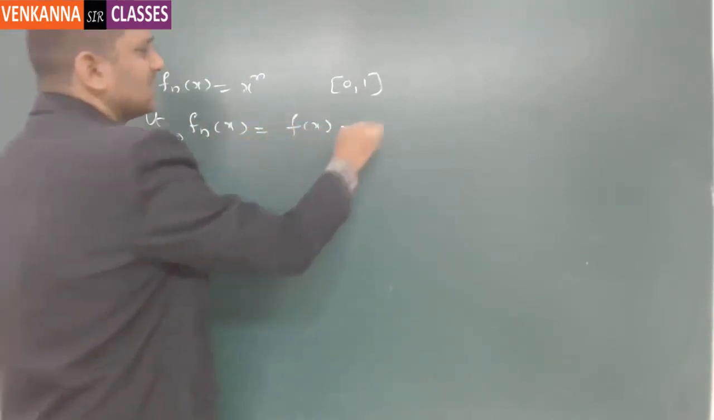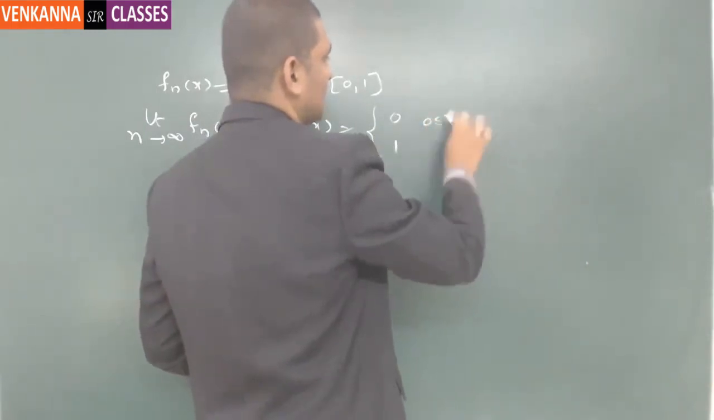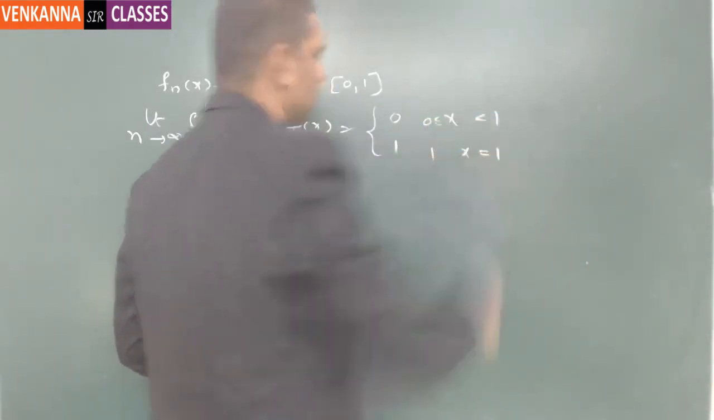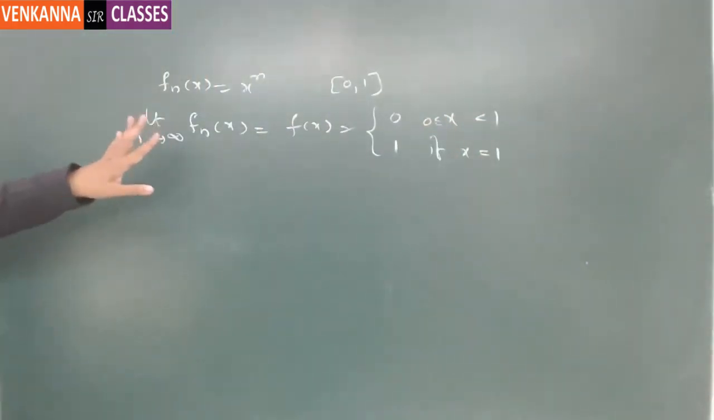It is given as 0 for 0 less than or equal to x less than 1 and 1 for x is equal to 1. This is the limit function we have taken earlier. Now, please understand, for point-wise convergence, while specifying the term number m, the term number depends upon epsilon and x value also. So in point-wise convergence, the term number is dependent on x and also epsilon.